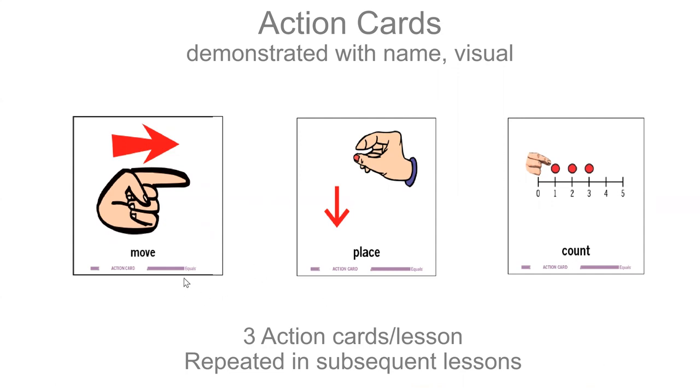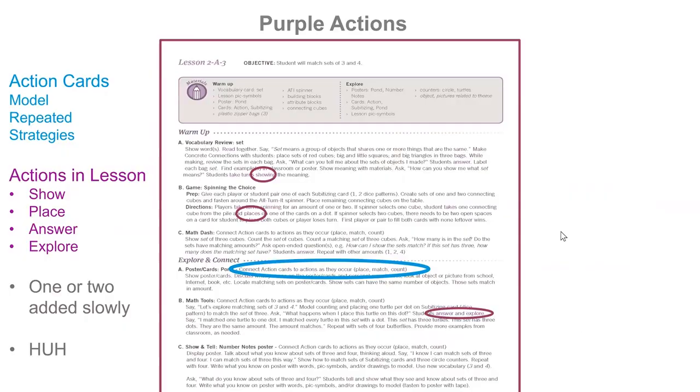So the action cards, for example, for this particular lesson, would be move, place, and count, and they will vary just depending on the lesson. So how they are used in the lesson is by way of the teacher, as I said, modeling and repeating that modeling, and then connecting to the strategies as well. In the blue circle here, you can see on the first page there's a reminder for the teacher to provide that model. So you'll see it here.